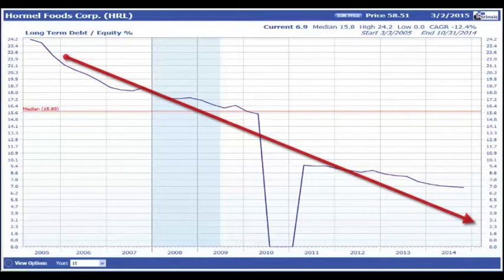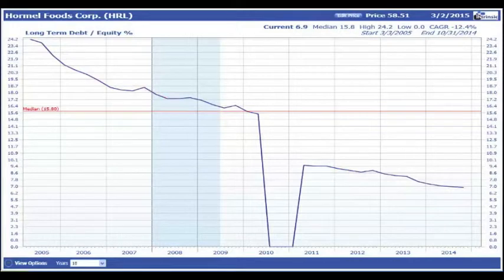Hormel's leverage ratio has declined from nearly 24 to 7, and it was 0 in some periods of 2010 to 2011. Less debt might mean a stronger balance sheet, less risk to equity investors, less leverage, and more liquidity, though some use of debt is usually warranted also.